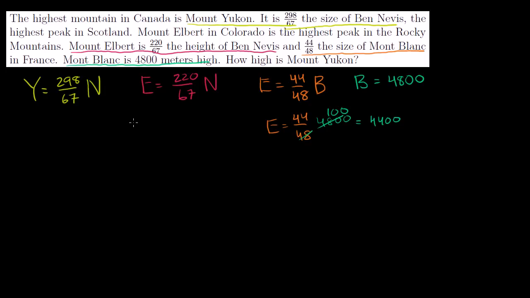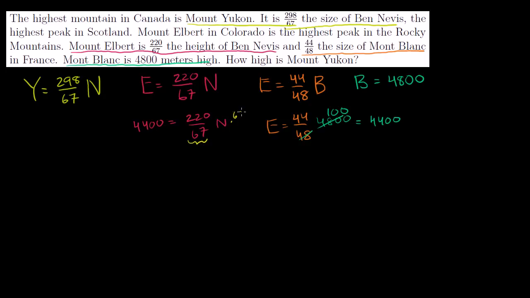Fair enough. Now we can use this information and substitute it over here. We get Elbert, which is 4,400 meters high, is equal to 220 over 67 times Ben Nevis, n for Nevis. To solve for Nevis, we multiply both sides by the inverse of this coefficient right here. So we multiply both sides by 67 over 220.